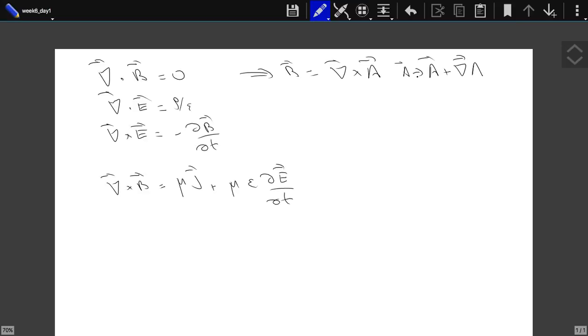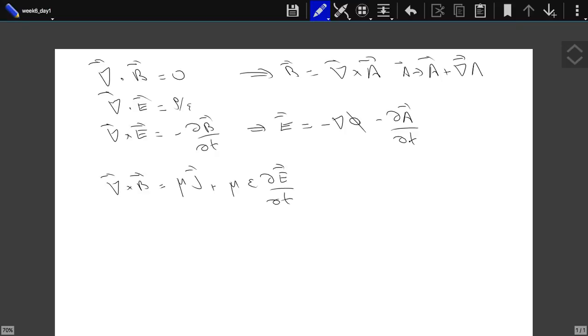Now for this B, written in terms of the curl of some function, we can also solve the other equation in a straightforward manner, and it turns out that E we can write as minus the gradient of some scalar function, minus the time derivative of the same A. So this A over here is the A that is defining the B field.